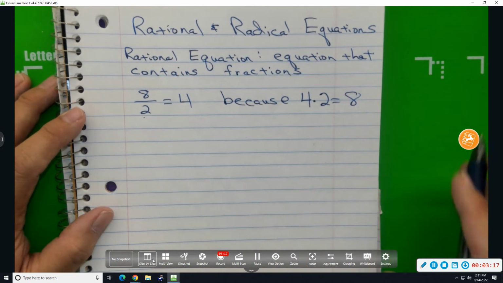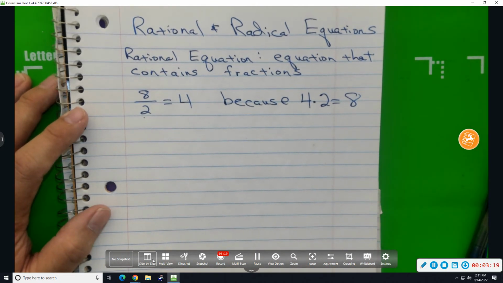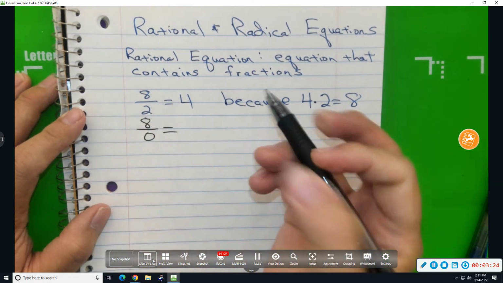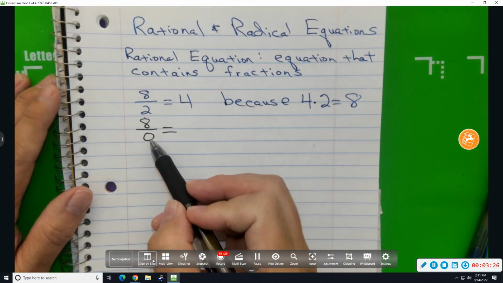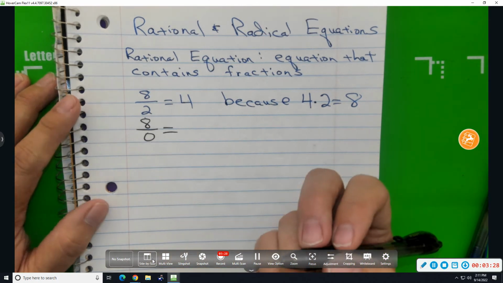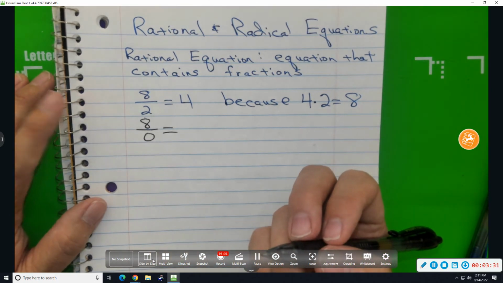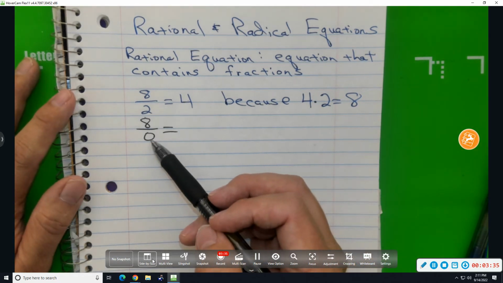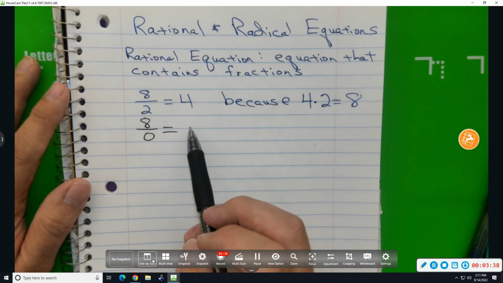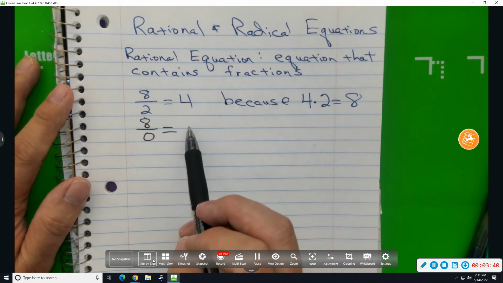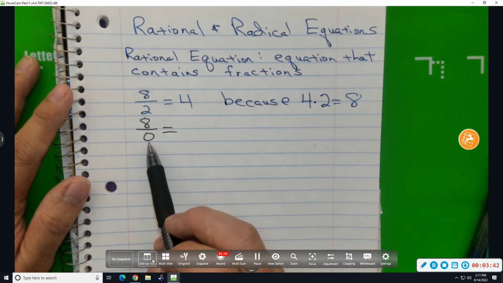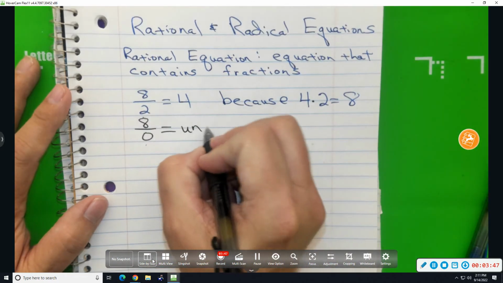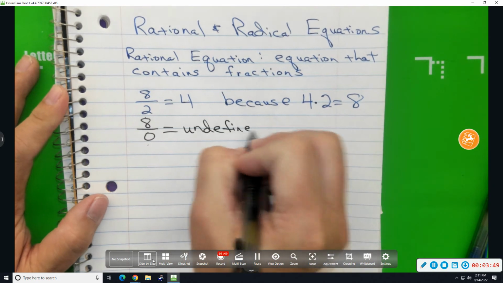Suppose I have one I want to look at: 8 divided by 0. What number times 0 will give us 8? What happens when we try to divide by 0? There's nothing that you can do. No matter what you put here, if you multiply it by 0, what are you going to get? 0, not 8. So we say division by 0 is undefined.